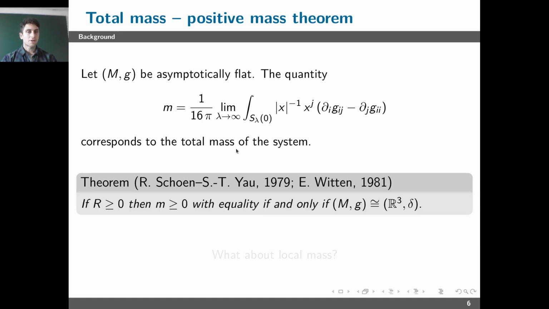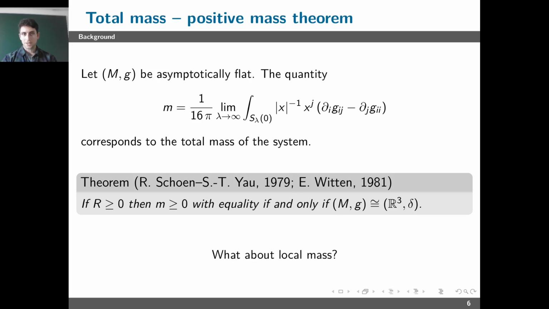However, we have the following fundamental result due to Schoen and Yau, and also later on due to Witten, which is known as the positive mass theorem: if the scalar curvature of mg is non-negative, so if the energy density is non-negative, so is the total mass, and equality holds if and only if mg is flat R3, so if the space-time is empty. So from a purely qualitative point of view, this mass seems to be well behaved.